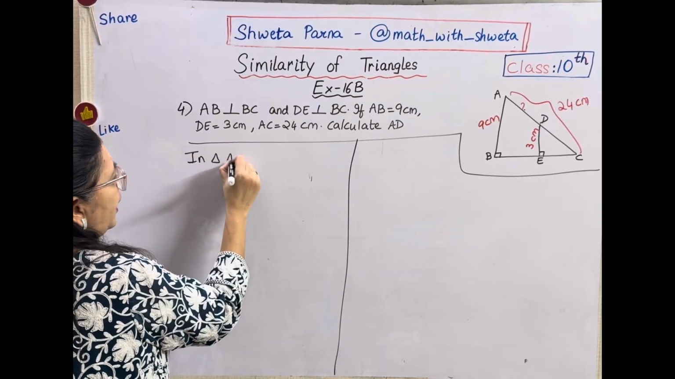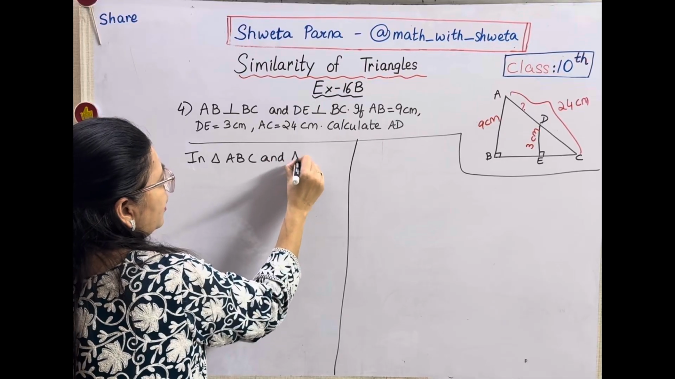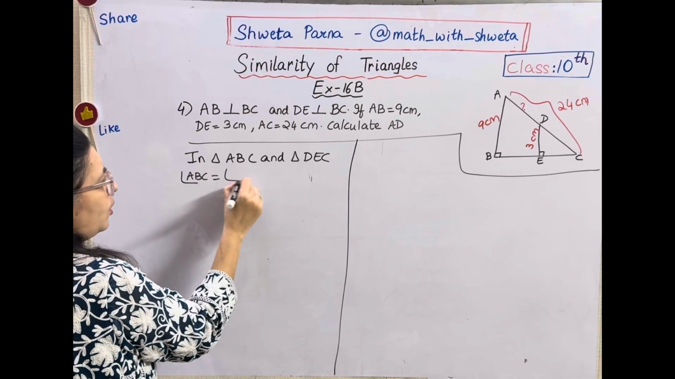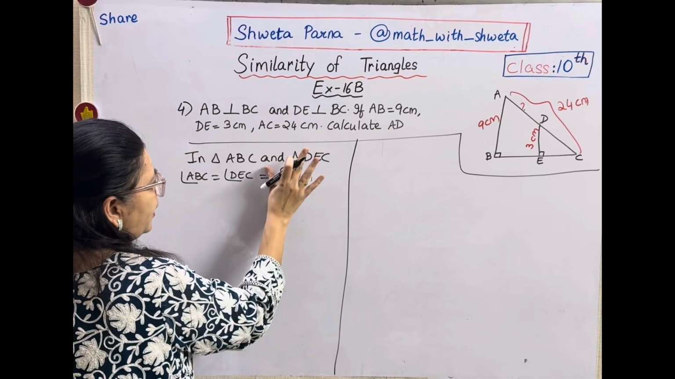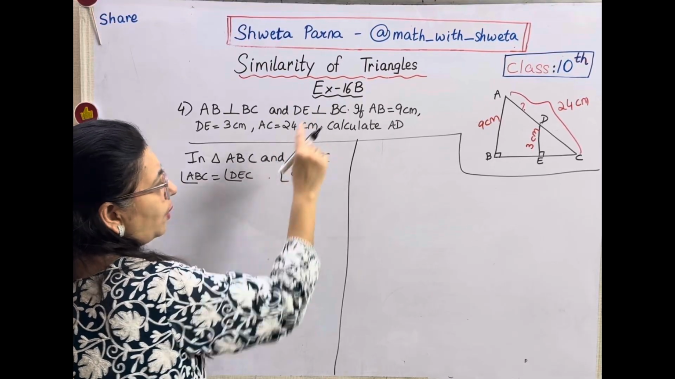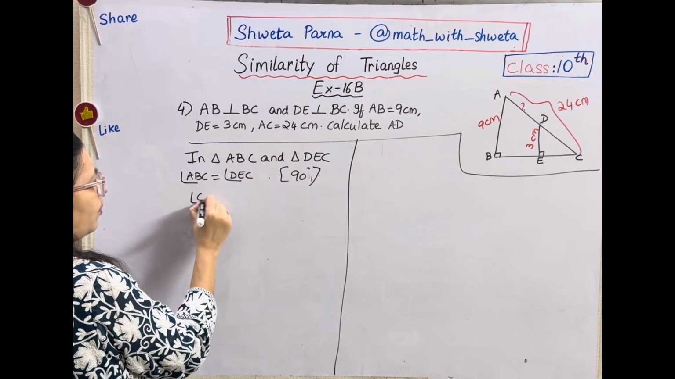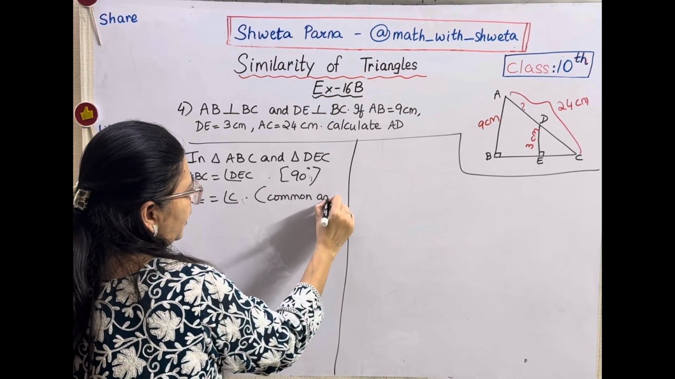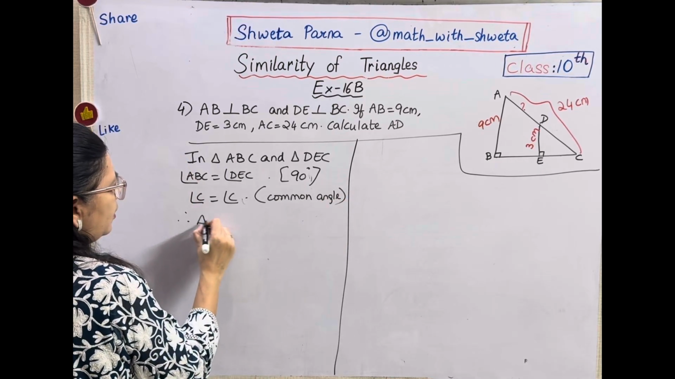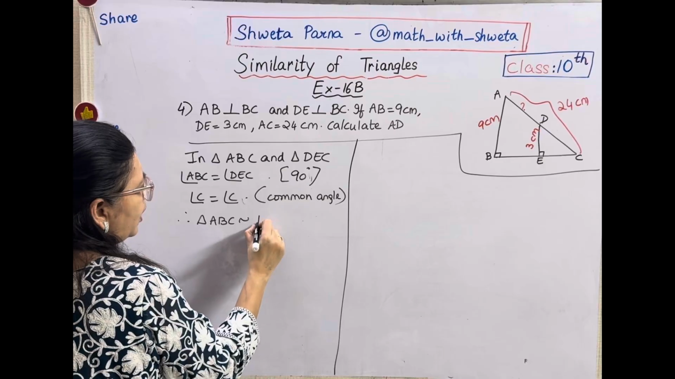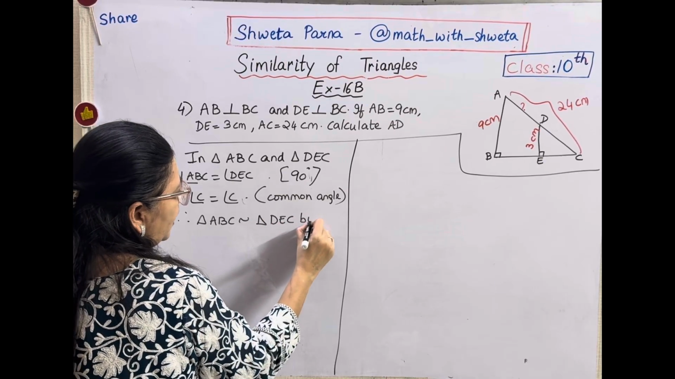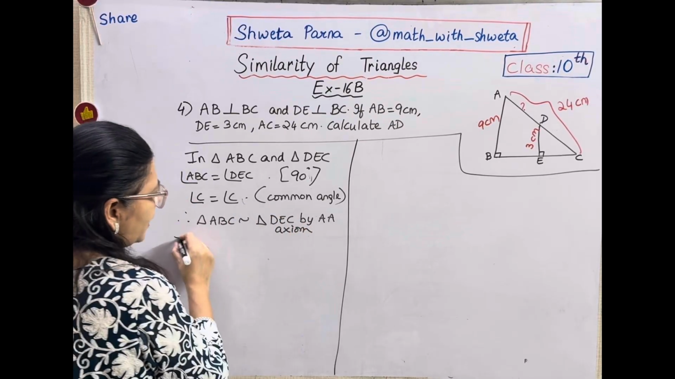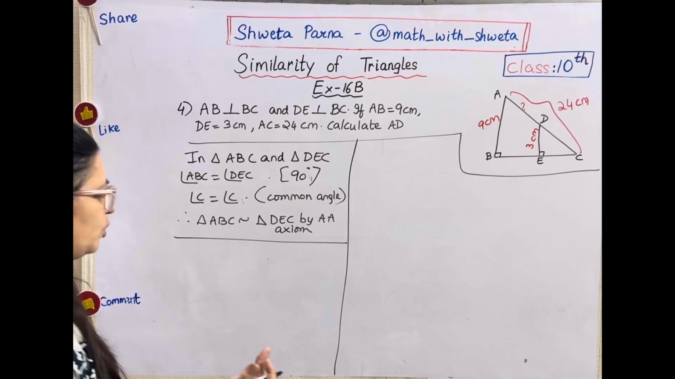In triangle ABC and triangle DEC, first, both are right angles. Angle ABC is equal to angle DEC, both are 90 degrees, right? Both angles are 90 degrees since both are perpendicular. Then angle C is a common angle in both. It's a common angle, correct? Therefore, these two triangles, triangle ABC is similar to triangle DEC by AA test of similarity. Okay, this part is done. Now let's use the basic proportionality theorem.